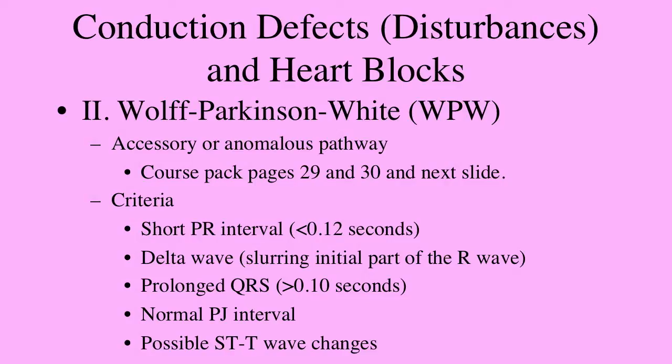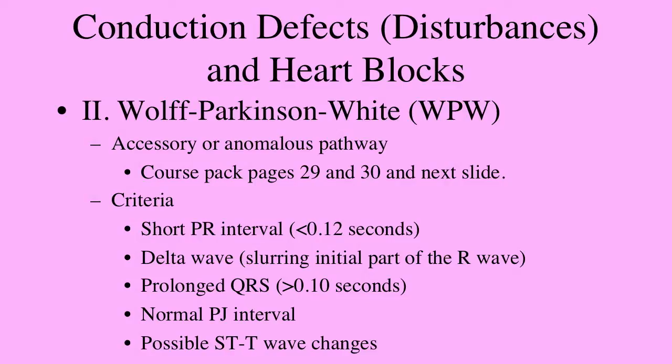So the criteria for this then is a short PR interval, less than 0.12 seconds. We said earlier that a normal PR interval is 3 to 5 small boxes, or that would be 0.12 to 0.20 seconds. So it's less than 3 small boxes or less than 0.12 seconds, short.